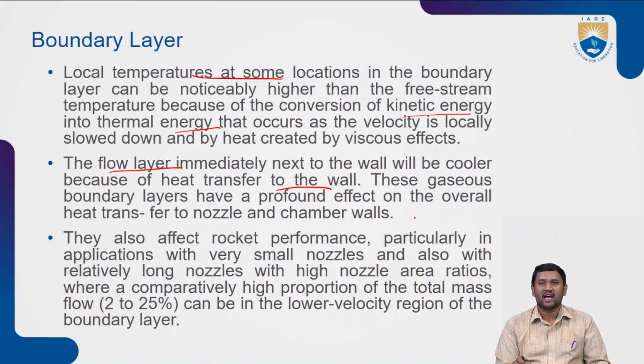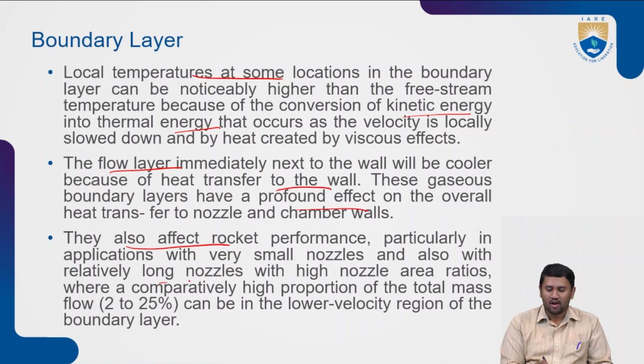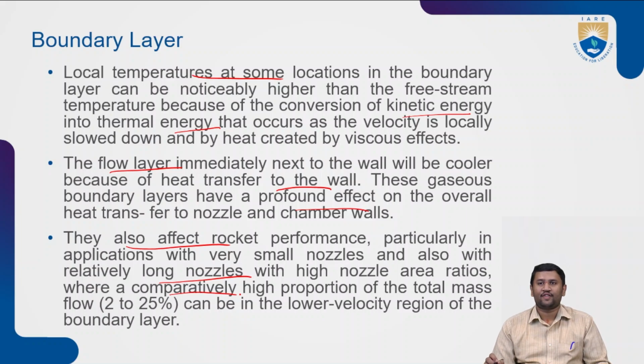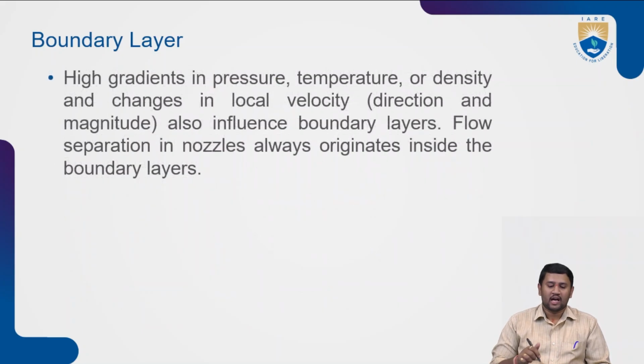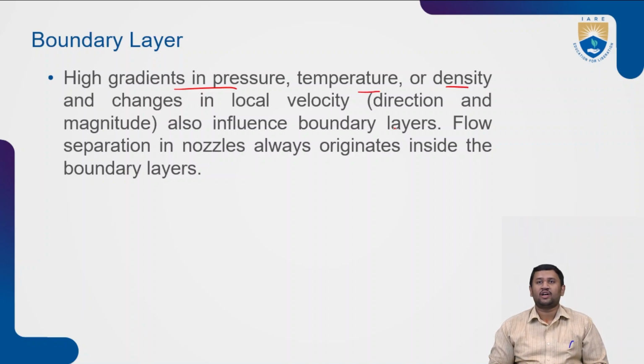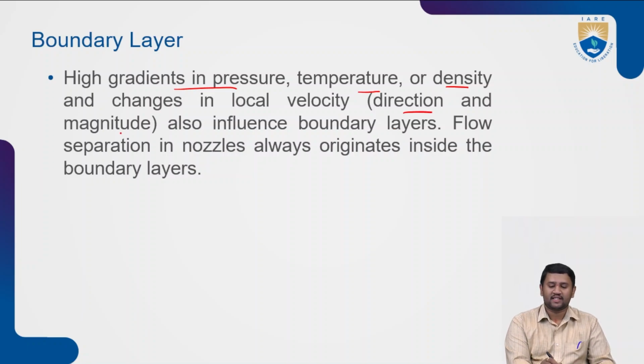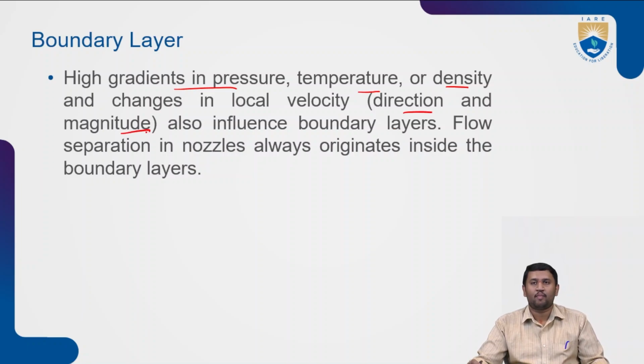These gaseous boundary layers have a profound effect on overall heat transfer to the nozzle as well as the chamber walls. They also affect rocket performance, particularly in applications with very small nozzles and also with relatively long nozzles with high nozzle area ratios, where a comparatively high proportion of the total mass, 2 to 25%, can be in the low velocity region of the boundary layer. High gradients in pressure, temperature and density, and changes in the local velocity, both direction and magnitude, also influence the boundary layers.